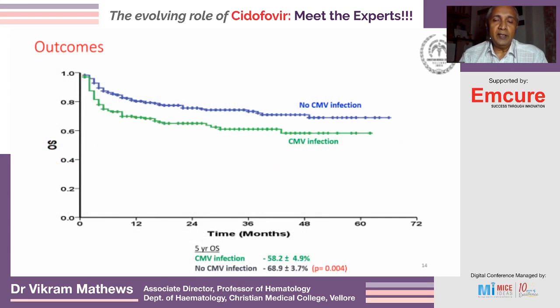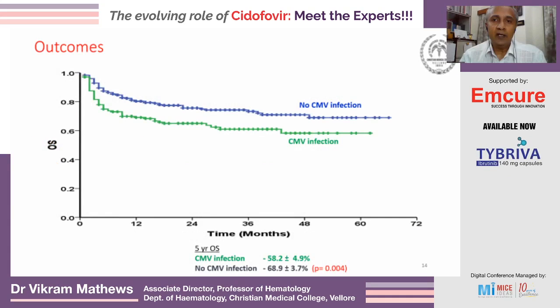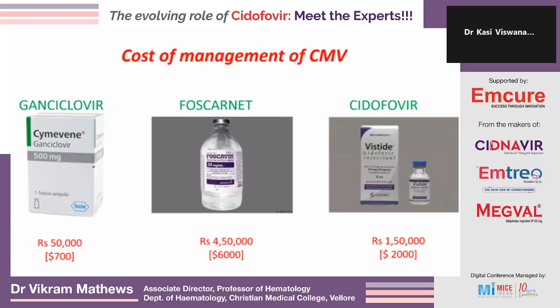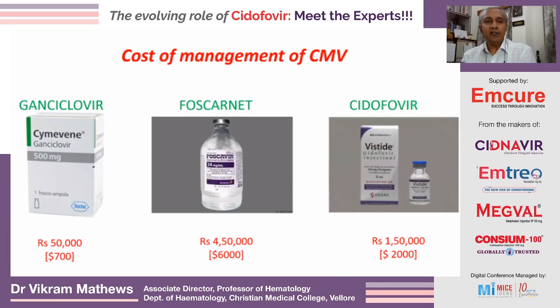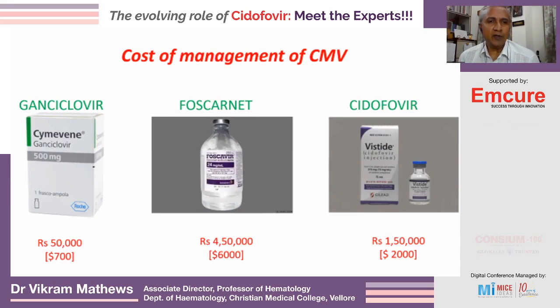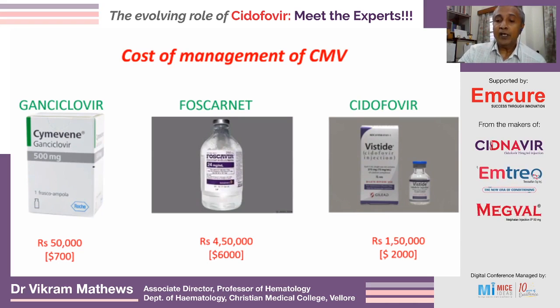And our own data of patients who have CMV reactivation versus those that don't shows a significantly inferior survival in those that did have CMV reactivation. Cost of management of CMV has been a challenge. We've really not had much in generics in this area. Ganciclovir costs about 50,000 for a course, Foscarnet about 4,50,000, and Cidofovir, one dose costs about $2,000. And that's something that we now have a generic which MCure has brought out.